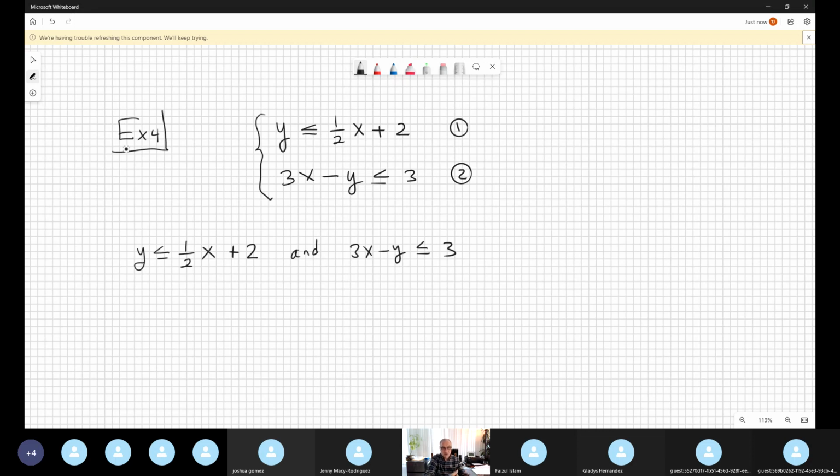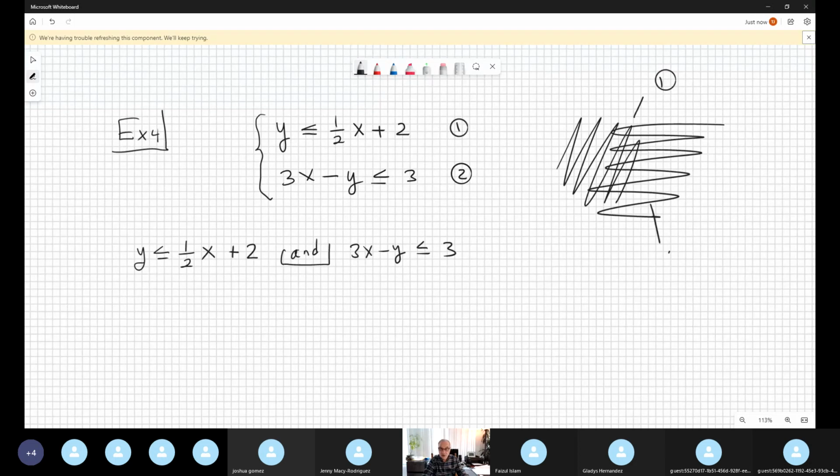It's the same idea as with equations. When you have two equations, you need to satisfy one equation and the other equation. And 'and' means intersection, so we need to find the region corresponding to inequality 1, find the region for inequality number 2, and the solution is the intersection, the common part, because 'and' indicates the common part. Clear? Okay.